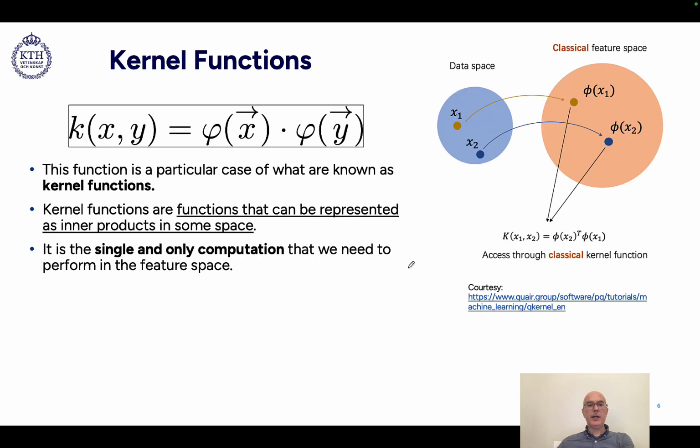The function defined by the inner product of the values that come from the feature map is called the kernel function. So kernel functions are functions that can be represented as an inner product in some space. What is important for us is that in the training and classification of an SVM, we can act directly in the feature space, and the inner product is the single and only computation that we need to perform in the feature space.